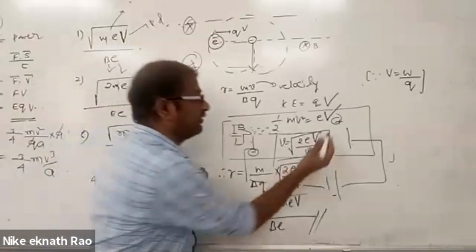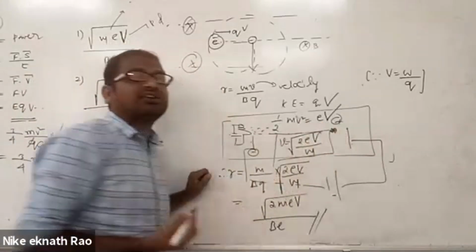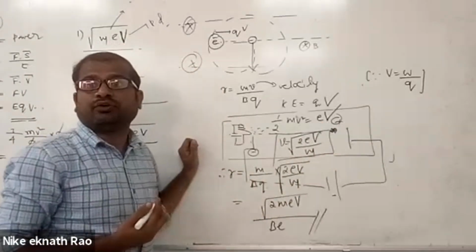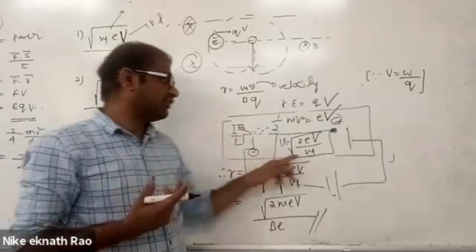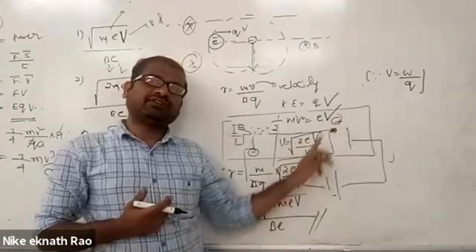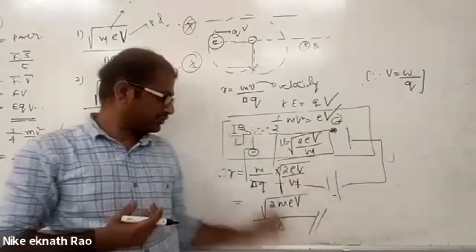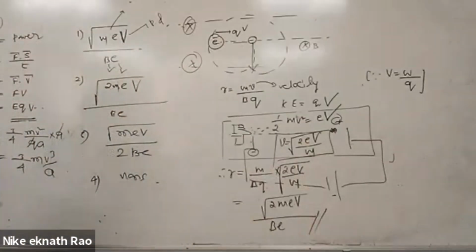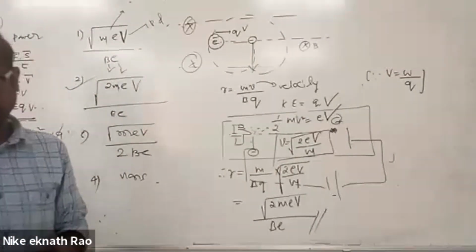Many times in modern physics, this itself is asked. Electrons are accelerated through a potential difference of V volt. What is the velocity? This is the direct formula: root of 2eV divided by m. So which option is matching? The second option is matching.